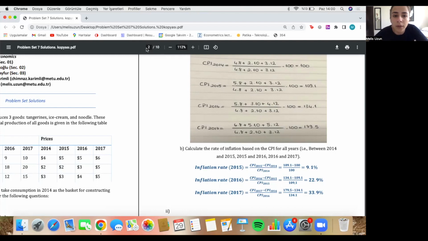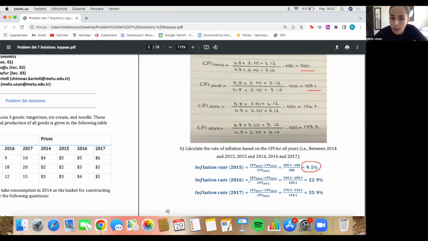We just found out the CPIs before in the A part. 2015 CPI was 109.1 and 2014 CPI was 100 in here. So we subtract and divide by 100, and we will find that it is 9.1%.